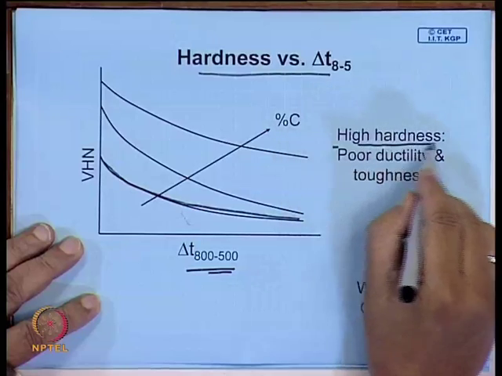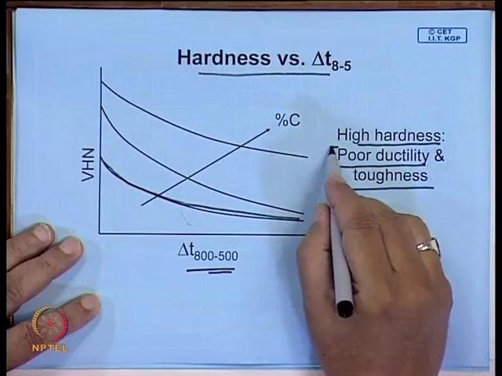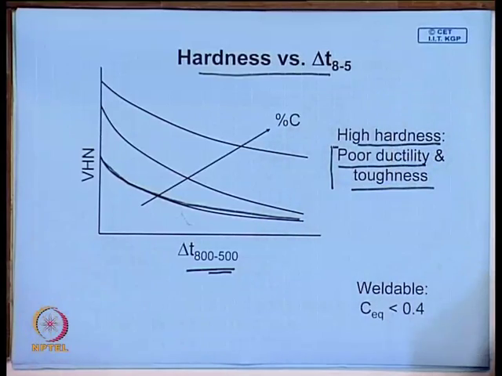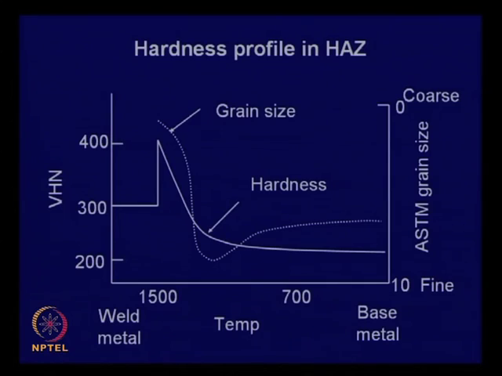High hardness will always have poor ductility and poor toughness. So, these steels, where you get high hardness, are difficult to weld. And in fact, one of the ways of knowing this is to define the carbon content that you have, that is, the equivalent carbon content.